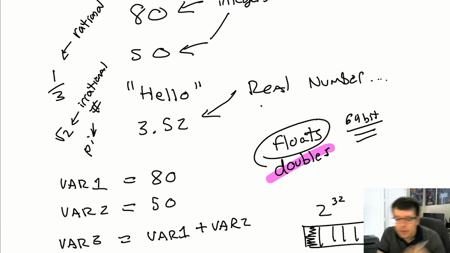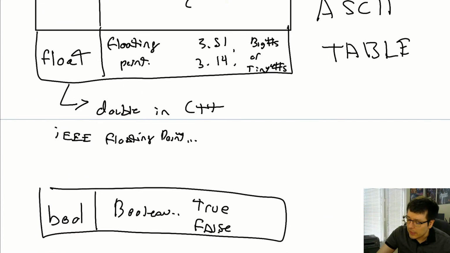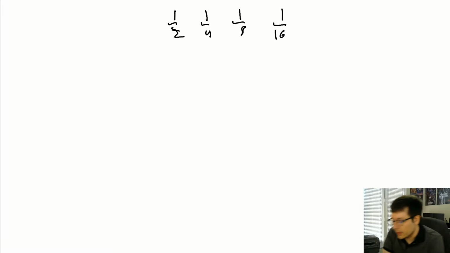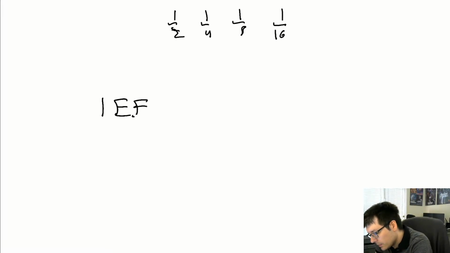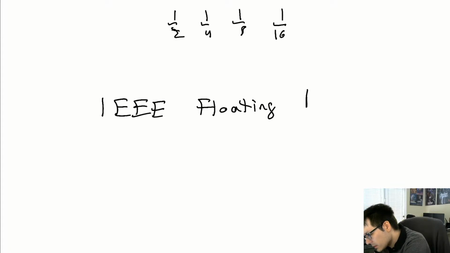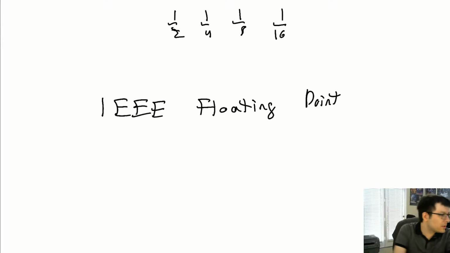using that IEEE standard. I'll write it here in case you want to Google it on your own time. It's IEEE, what is it called? Floating point. Let me see. There's a number associated with it. Let me just check what that number is.